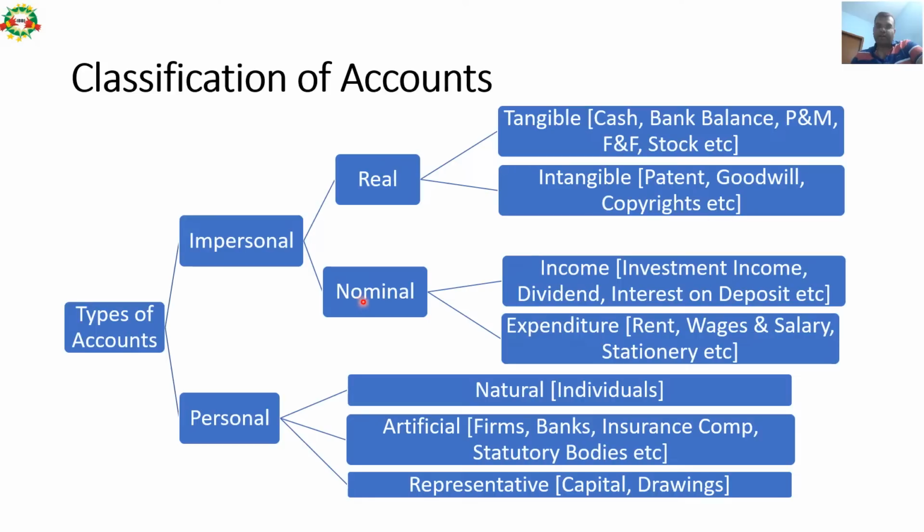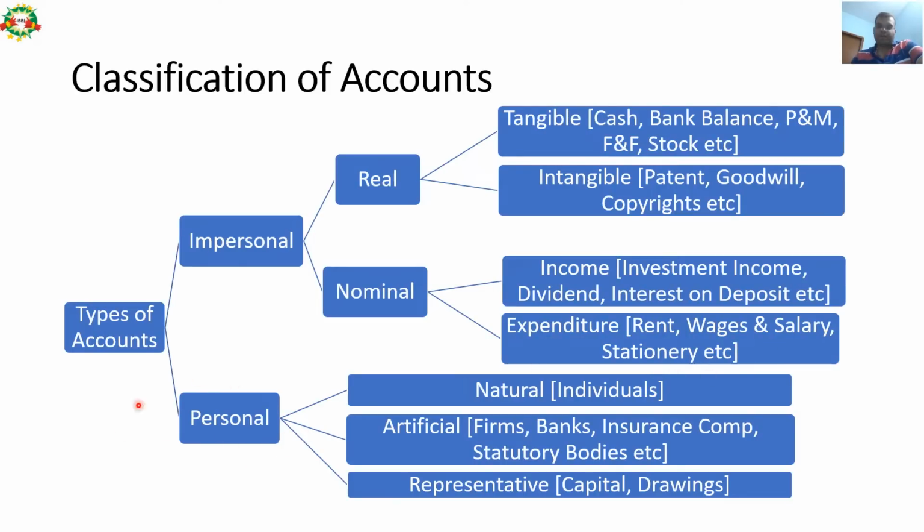Under impersonal, the second category of accounts is nominal accounts, which could be of two types: income and expenditure. Income could be investment income, dividend income, interest income on deposits, rental income, etc. Expenditure could be rent paid, wages, salary, stationery, etc.